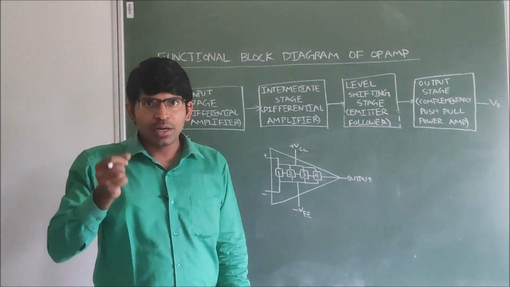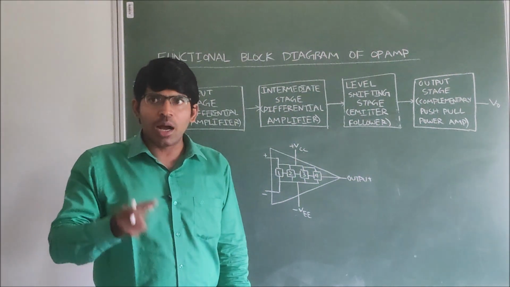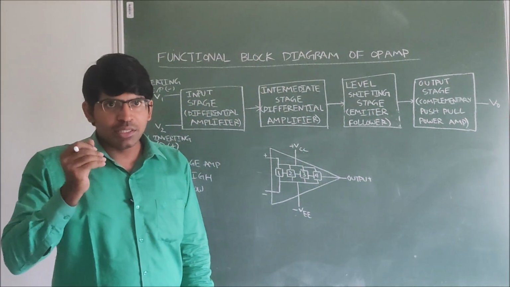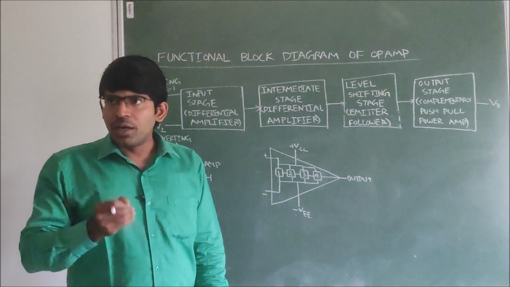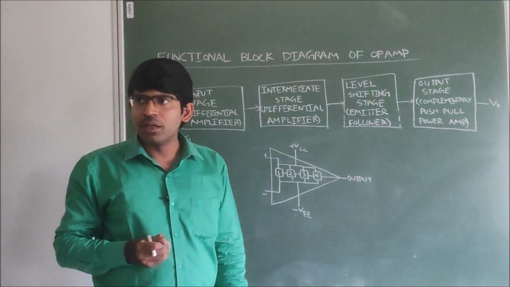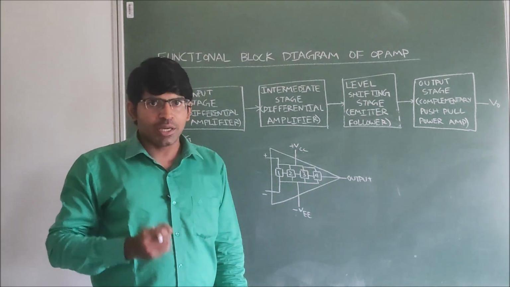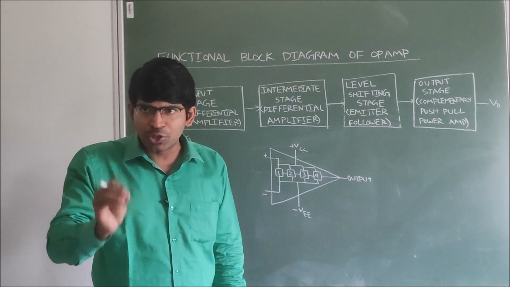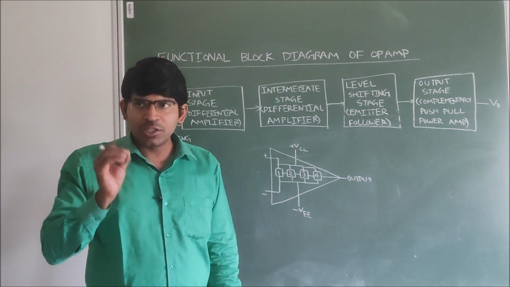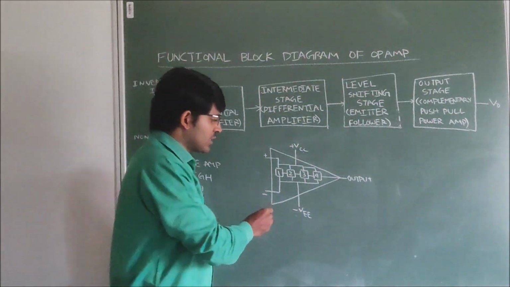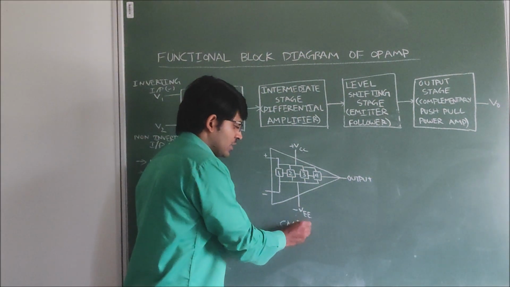That's why we define a term called common mode rejection ratio, CMRR. This CMRR is the ratio of the differential mode gain and the common mode voltage gain. We expect the common mode voltage gain should be 0 and the differential mode voltage gain should be high. That means we are expecting the CMRR should be infinite.